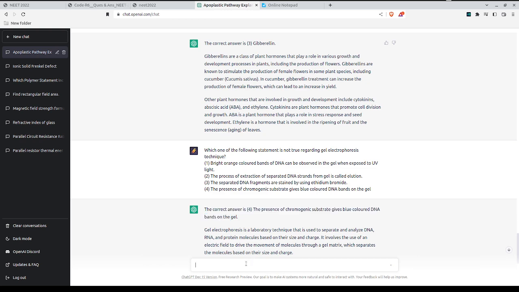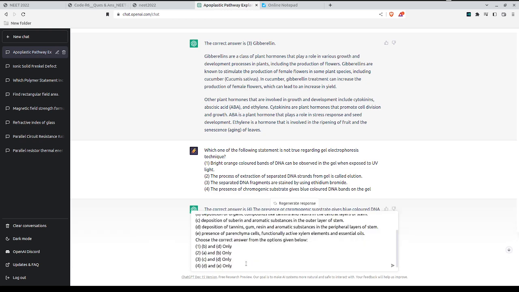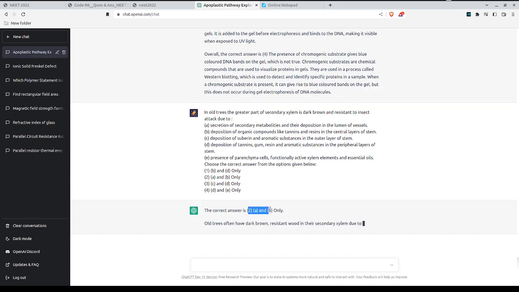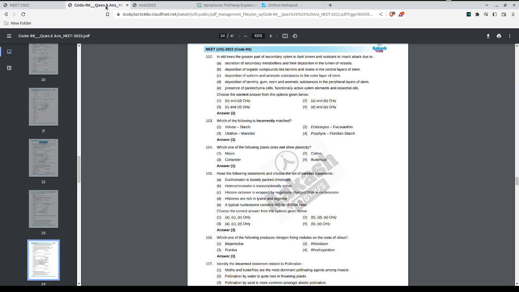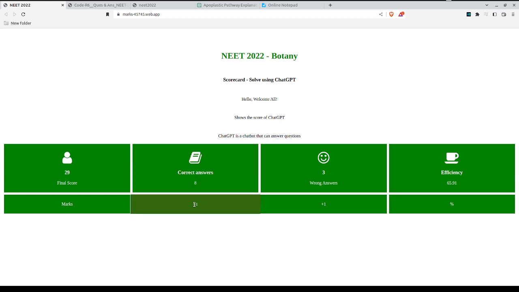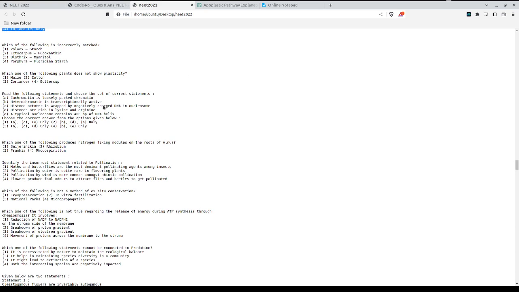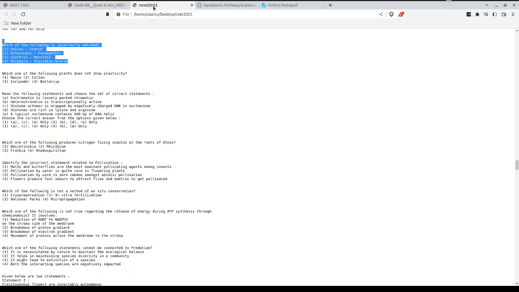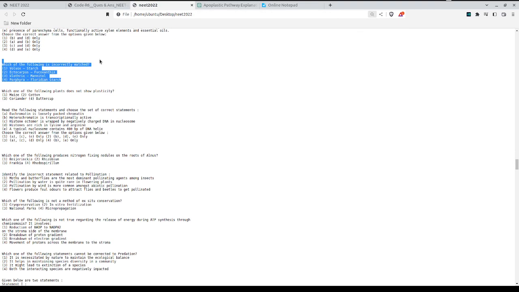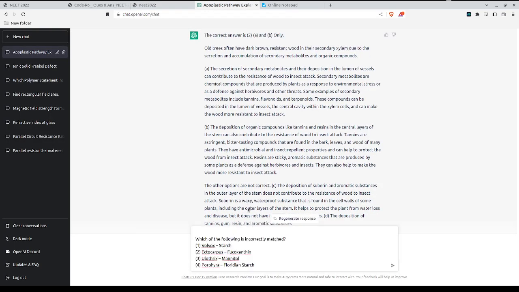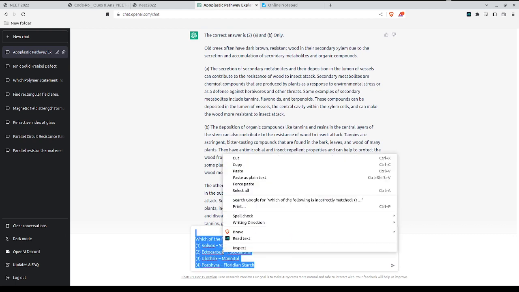In old trees, the greater part of secondary xylem is dark brown and resistant to insect attack due to: a. Secretion of secondary metabolites and their deposition in the lumina of vessels. b. Deposition of organic compounds like tannins and resins in the central layers of stem. c. Deposition of suberin and aromatic substances in the outer layer of stem. d. Deposition of tannins, gum, resin and aromatic substances in the peripheral layers of stem. e. Presence of parenchyma cells, functionally active xylem elements and essential oils. Choose the correct answer from the options given below.